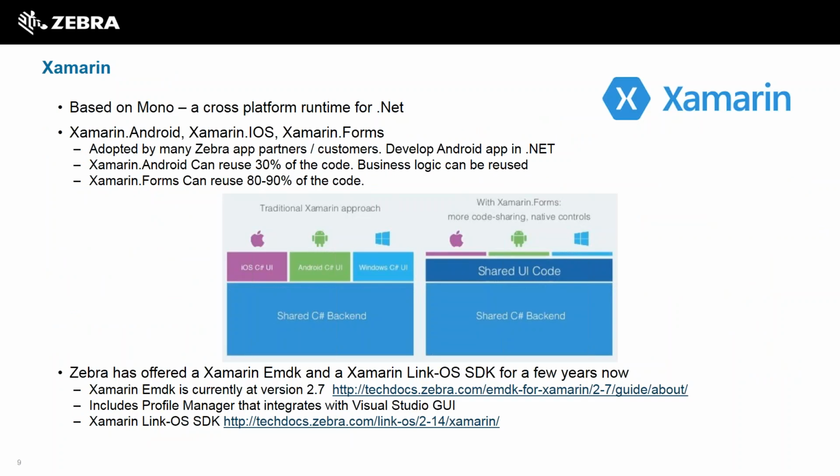So let's talk briefly about Xamarin now. I'm sure you know everything about Xamarin based on Mono. It basically allows you to develop native applications for iOS, Android, and UWP. Zebra has offered the Xamarin EMDK and the Xamarin LinkOS SDK for a few years now. And the API set that is offered is virtually the same as the respective Java SDK.